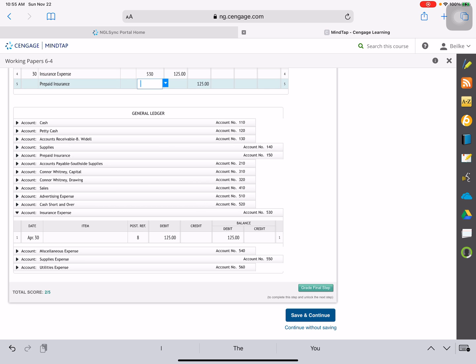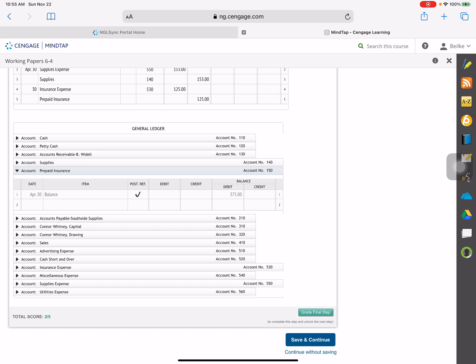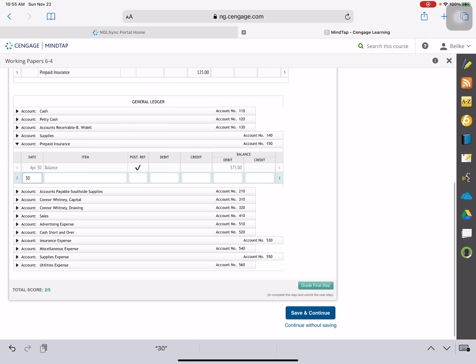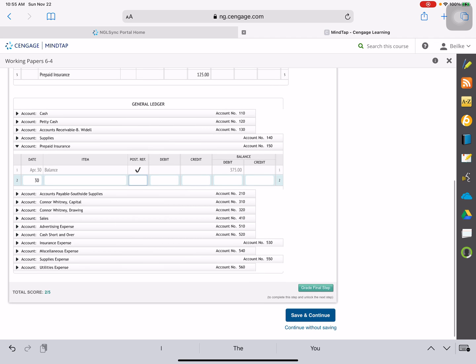And then the last one is our prepaid insurance. We will open that one up. The date is the 30th. Page 8 of the journal. We have a credit of $125. Our balance is $375. We transferred the number 125 credit, and so our new balance, $375 minus $125, we have a $250 debit balance.